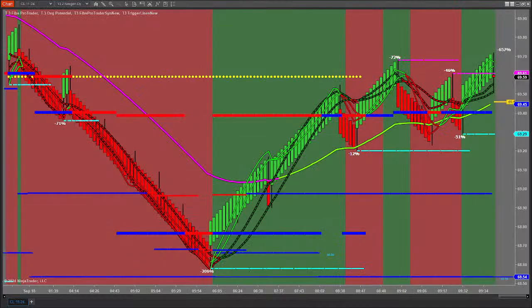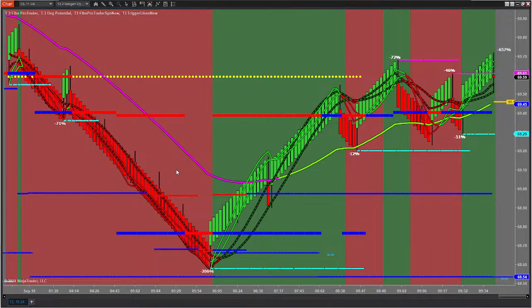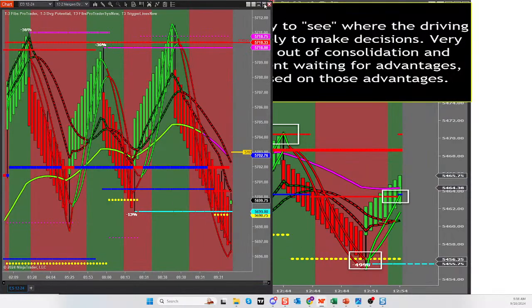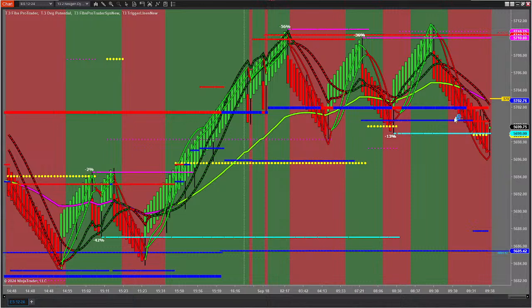And I wanted to show you guys this. So this is crude oil, and that's kind of cool, but let me go to the S&P real quick. I want you to see how powerful Fibonacci is. This is since the beginning of the day, guys. This is what happens during FOMC day. Resistance to support to resistance to support to resistance to support.